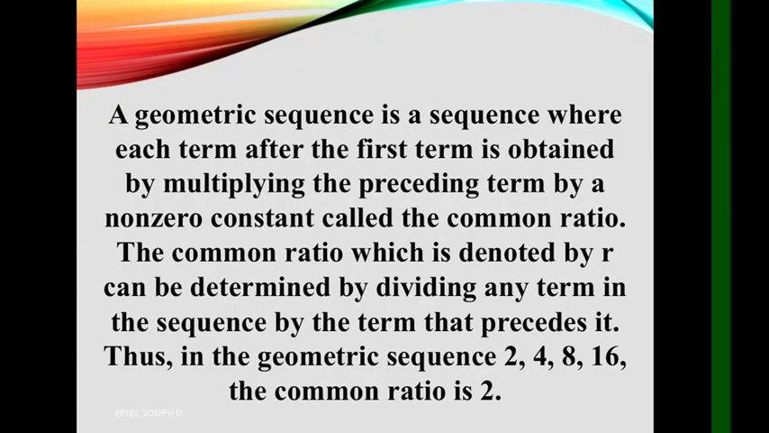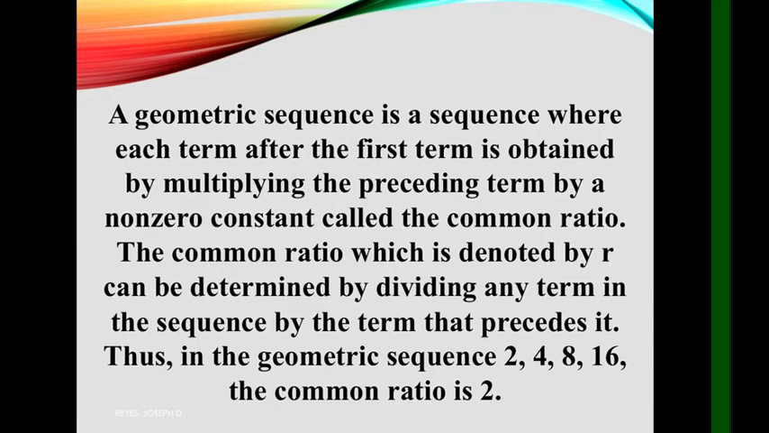A geometric sequence is a sequence where each term after the first term is obtained by multiplying the preceding term by a non-zero constant called a common ratio. So may mga common ratio ang ating mga geometric sequence.